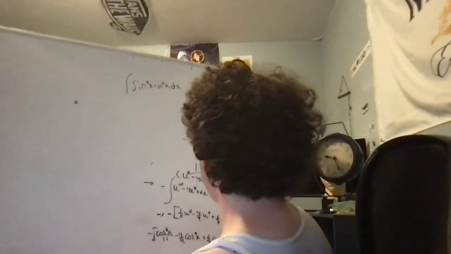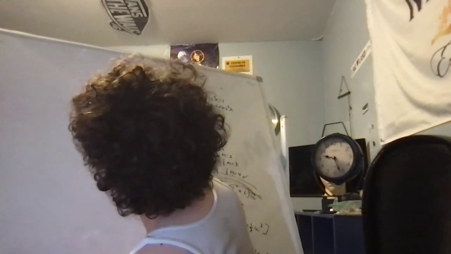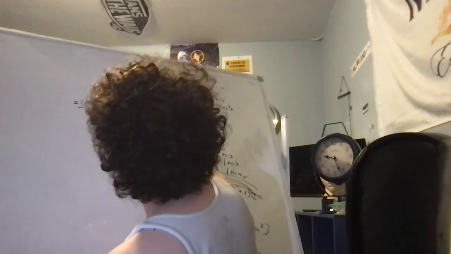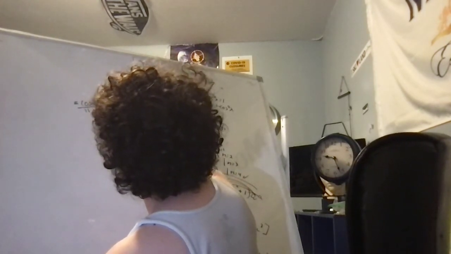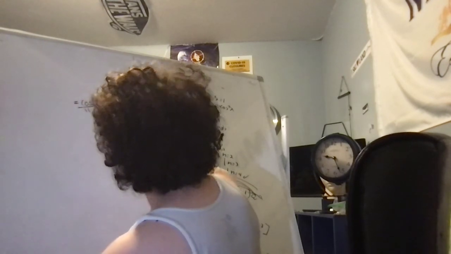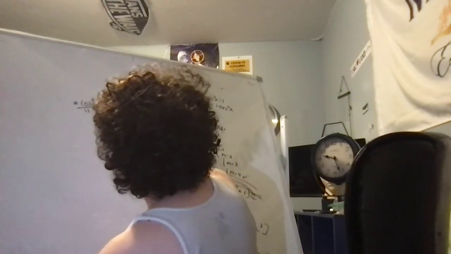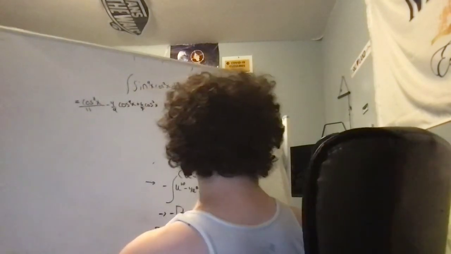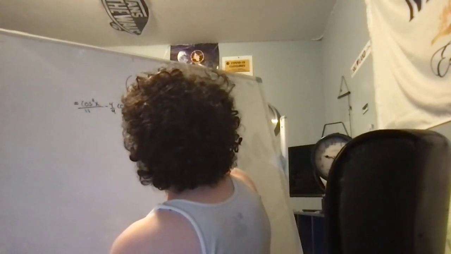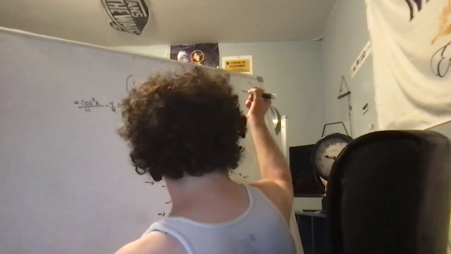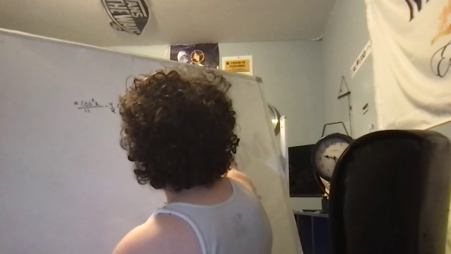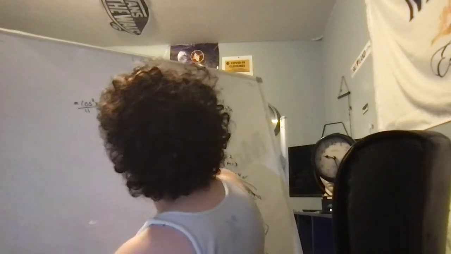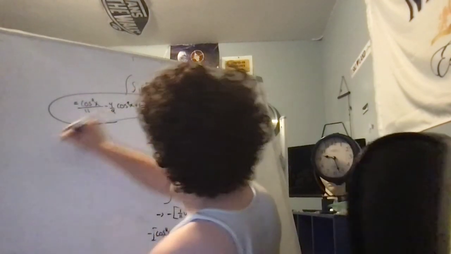This is all going to be equal to cosine to the 11th of x over 11 minus 4/9 cosine to the 9th of x plus 6/7 cosine to the 7th of x minus 4/5 cosine to the 5th of x plus 1/3 cosine cubed plus c. And that's the solution, guys.